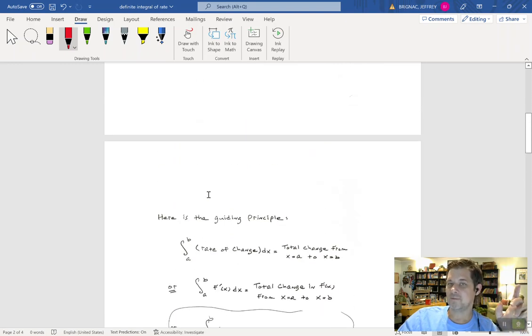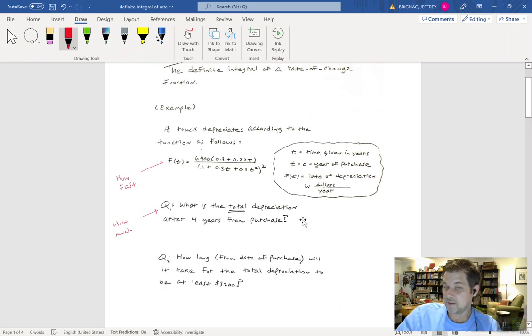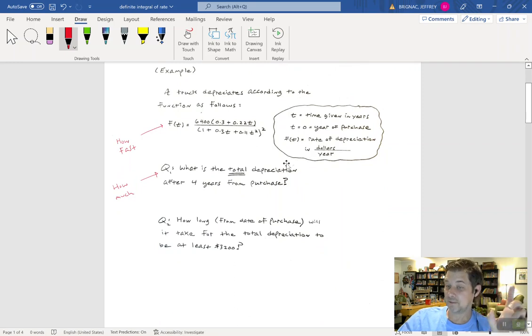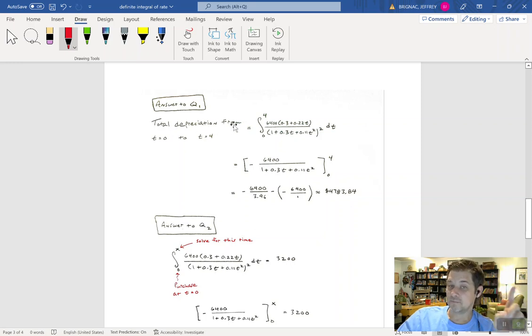So if I want to know what the total depreciation is, not just over a 4-year period, but over the exact 4-year period from purchase, because there are other 4-year periods, I could go from t is 1 year to t is 5 years. That'd be a 4-year period. But I'm specifically asked for the total depreciation over the first 4 years, or after 4 years from purchase. So I can answer that question this way. The total depreciation from year t is 0, which denotes the year it was purchased, to t is 4 years later, is the definite integral from 0 to 4 of the function that measures the rate of depreciation, how fast the value is changing. Evaluating this will tell me the total depreciation over that 4-year period.